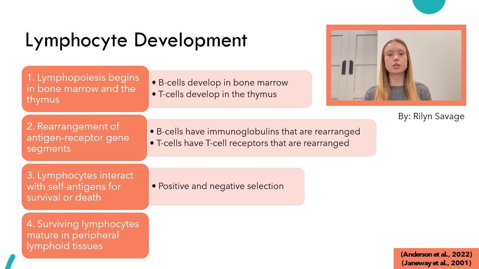The number of mature lymphocytes is very small compared to the amount that was originally generated. These mature lymphocytes are then able to produce a wide variety of immune responses.